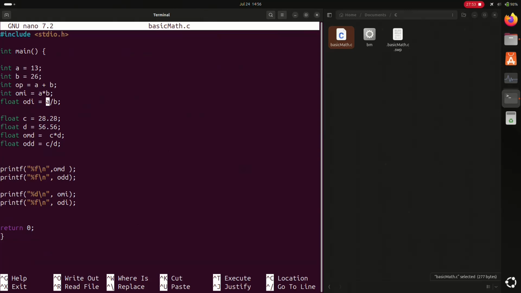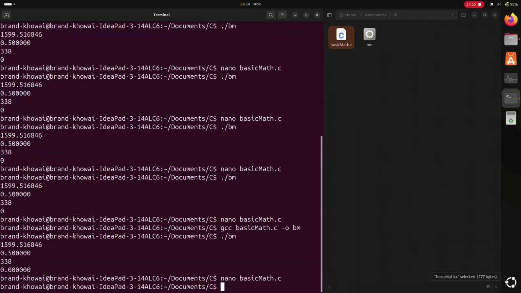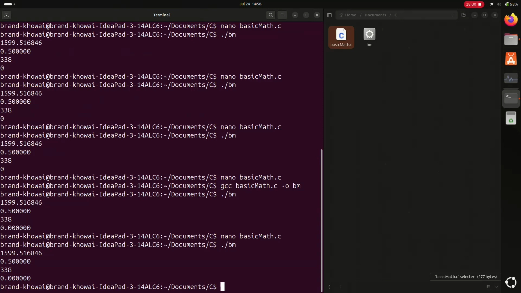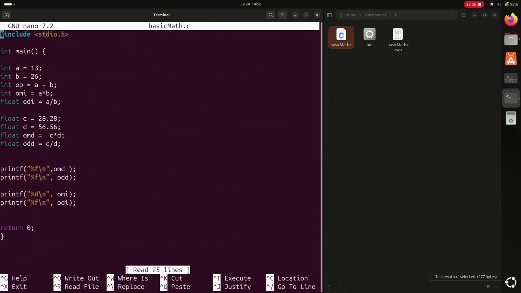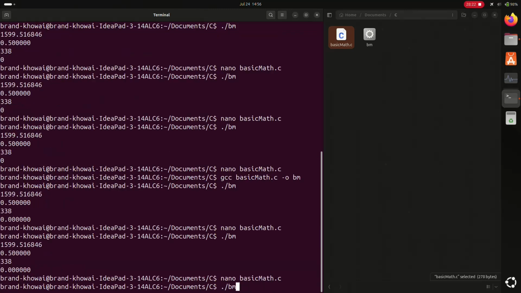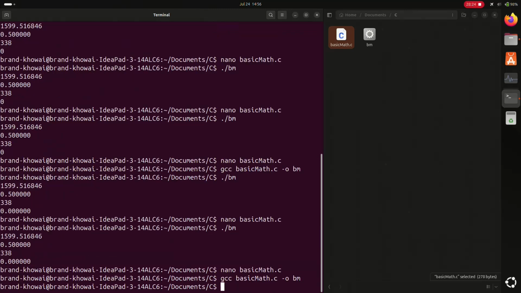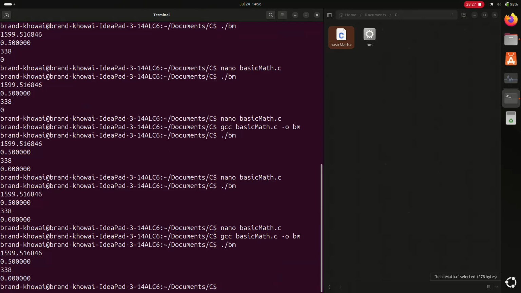So let's fix the error. Control X, Y, now if I run it again, it is 0.000. Why? Again getting into the code, printf percentage f backslash n ODI. ODI is, I have written float before it. What if I write double? Double. Control X, Y, enter. Now I have to compile, now run it. It is again 0.000.